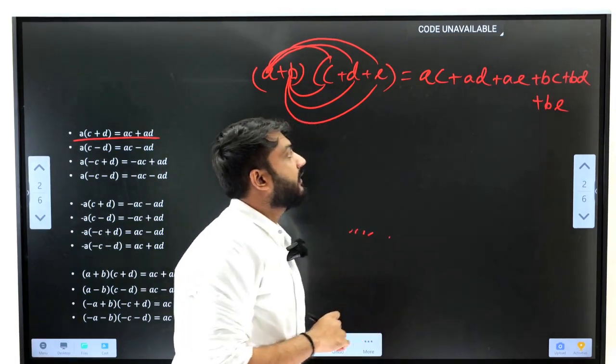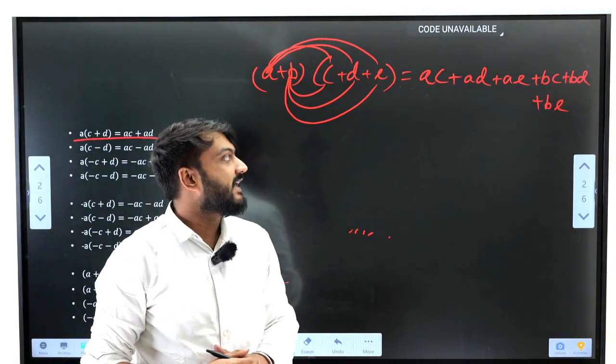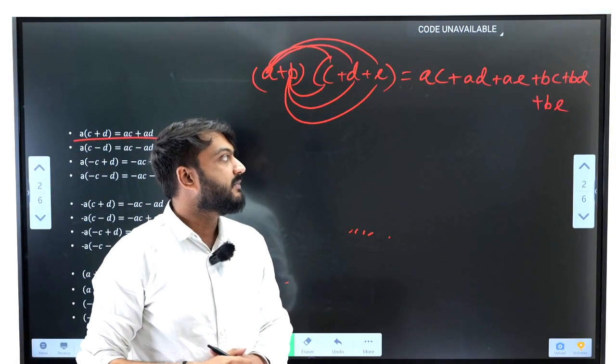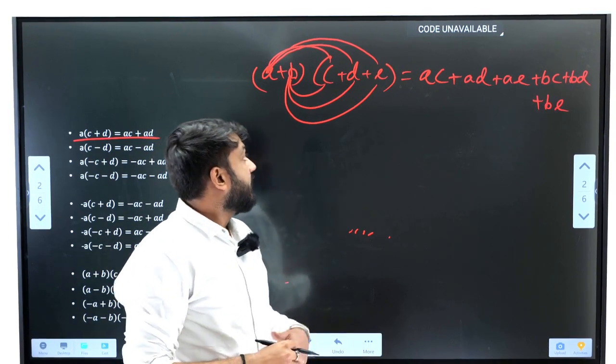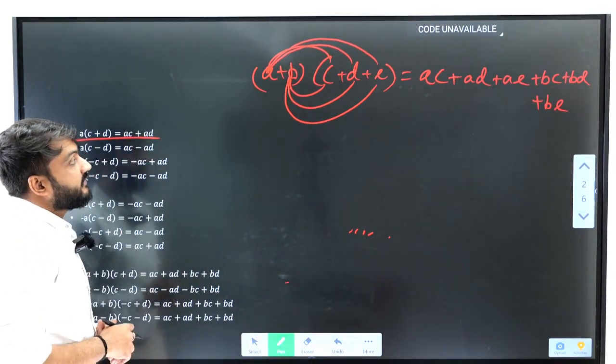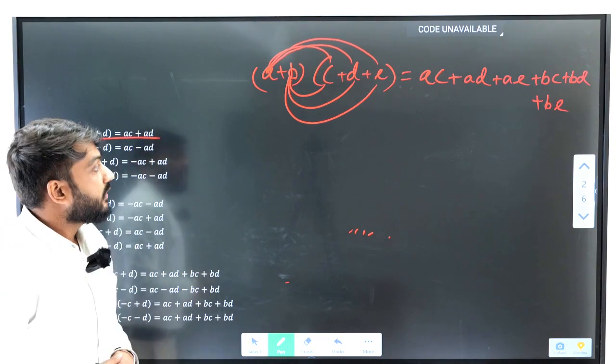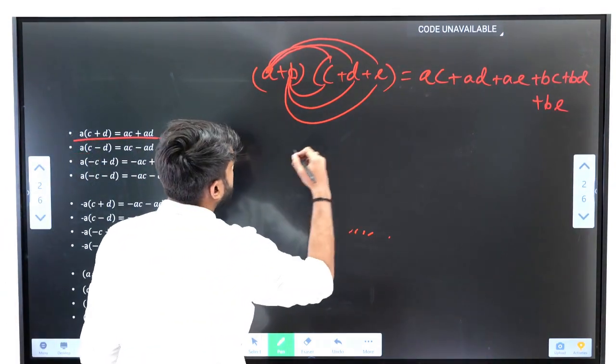So our final product will be AC plus AB plus AE plus BC plus BD plus BE. Right? Again, if any of the terms hold a negative sign, then that is how the outcome will change.